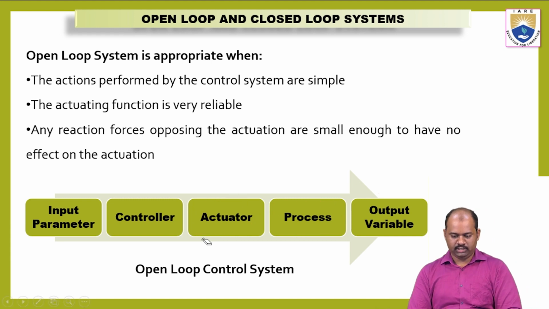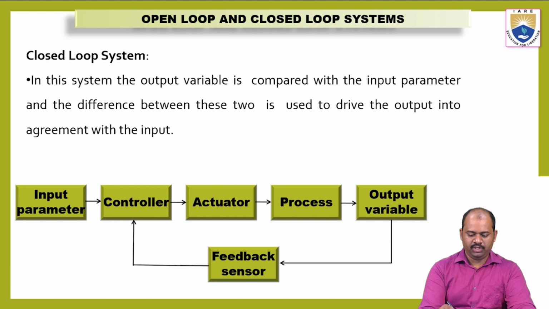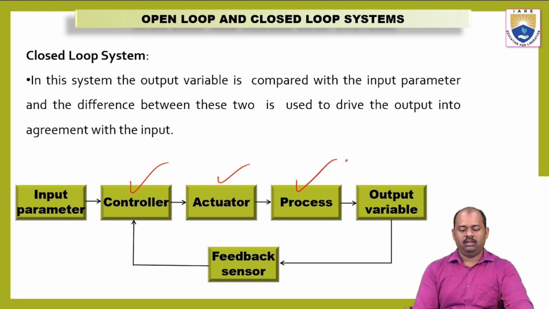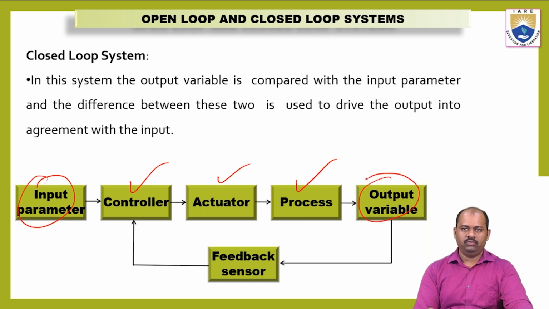Now we'll go to the next topic, that is the closed loop system. Let us see what a closed loop system is. In this diagram we can see clearly, here we have the same thing. Controller is there, actuator is there, process is there. We have some input parameters and we have some output variables. The only new thing present here is the feedback sensor.